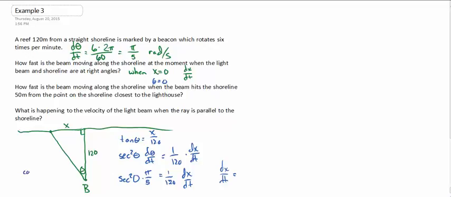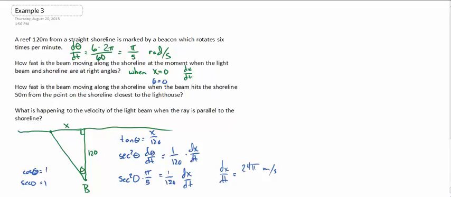We know that cosine of 0, that's a familiar one to us. Cosine 0 is 1. So secant of 0 also has to be 1 because they're reciprocals. So secant squared is 1. So we have pi over 5 equals 1 over 120 dx dt. And simplifying, solving this for dx dt, we get 24 pi meters per second. You can approximate that if you want to. I'm just going to leave it that way. It doesn't tell me I have to. I'm going to leave it in exact terms.